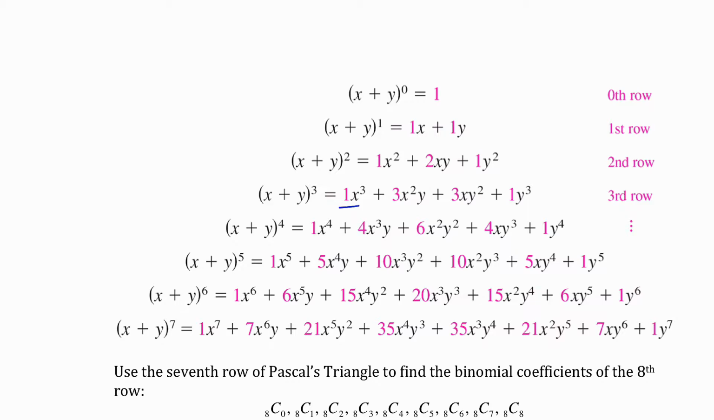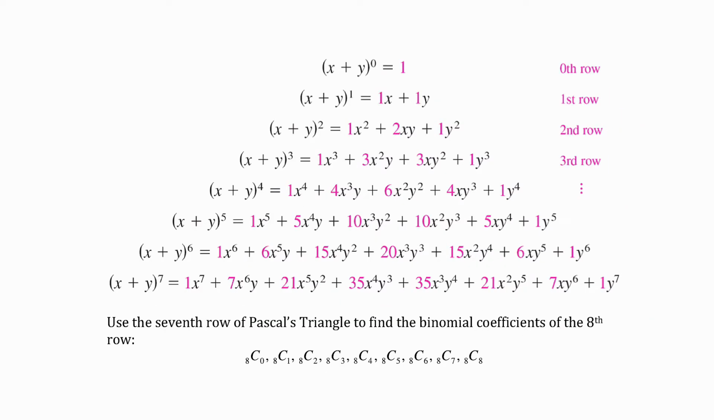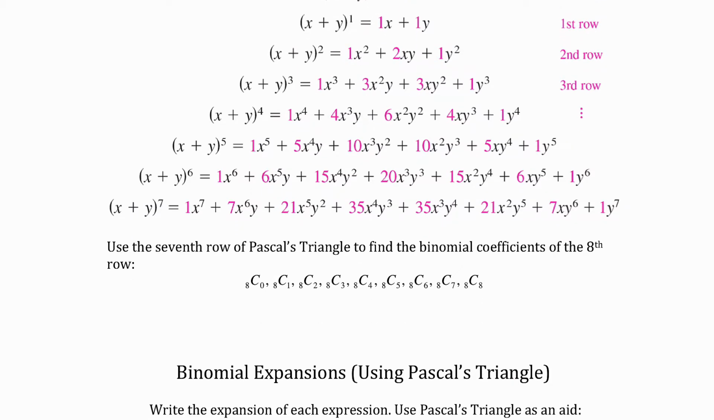For x plus y to the third, 1x to the third plus 3x squared y plus 3xy squared plus 1y to the third. The pattern keeps on going. Every row, the coefficients are going to come from Pascal's triangle. You'll see this one goes to x plus y to the sixth and x plus y to the seventh. We did row 6 on the previous one where we went 1, 6, 15, 20, 15, 6, 1. We could have gone to the 7th row and gotten 1, 7, 21, 35, 35, 21, 7, and 1. Now, using that information, we're going to see if we can come up with the next row, the 8th row of Pascal's triangle.